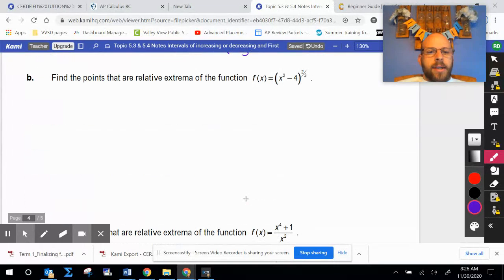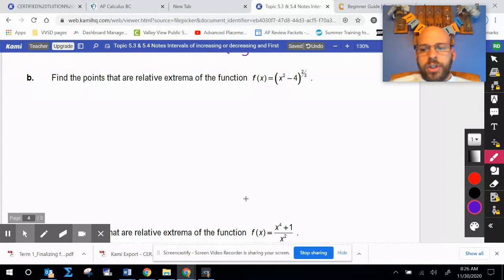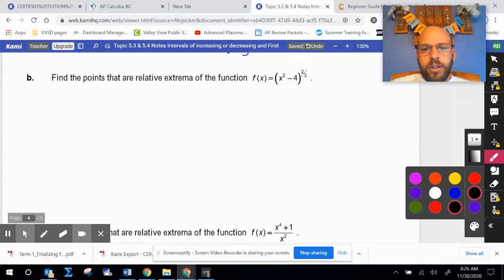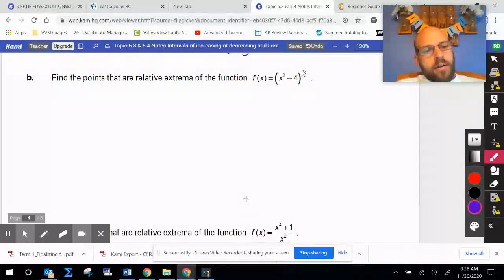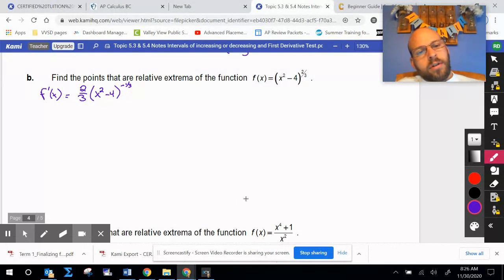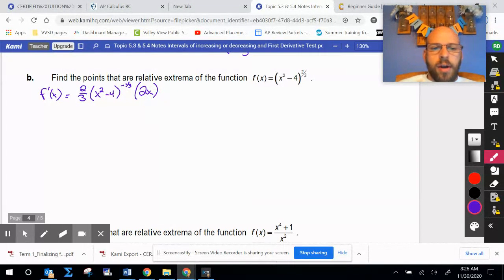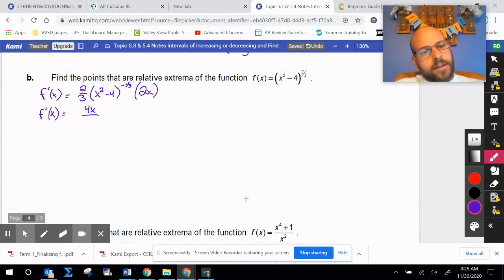So let's do it one more time. Same idea. Okay? So I give you a new function, and we're going to find the derivative of this function. All right? So f prime would be 2/3 times x squared minus 4 to the negative 1/3 times 2x. Okay, which, if I do this, I get 4x over 3 times x squared minus 4 to the 1/3 power.